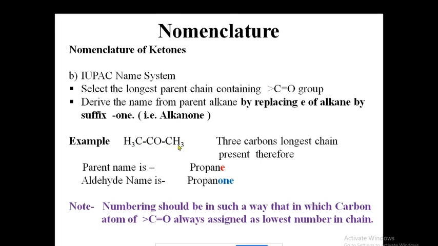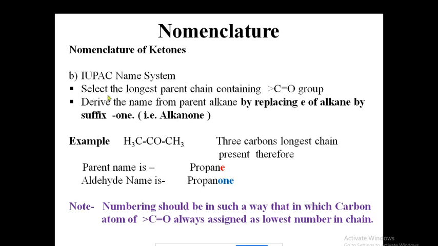So how many carbons? 3. So definitely its parent alkane name will be propane. So here 1, 2, 3. Okay, what will be the ketone name? Here it has to be a ketone. It's not an aldehyde. It's a ketone name. So its ketone name is what? Propanone. E is replaced by ONE.